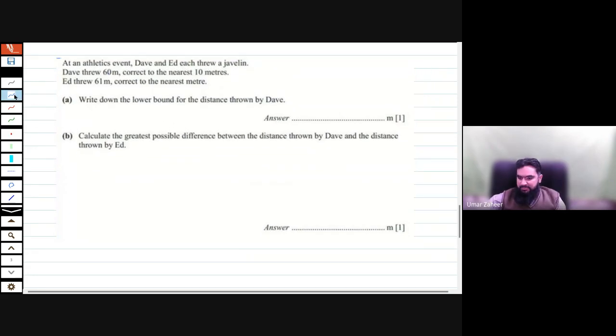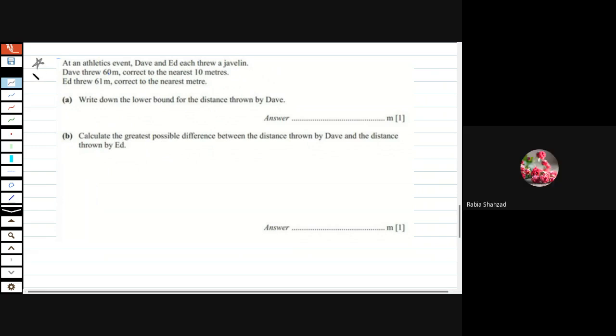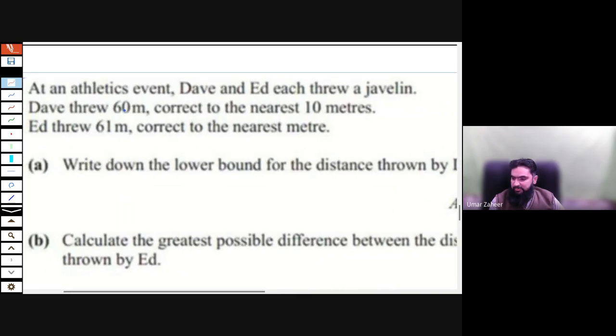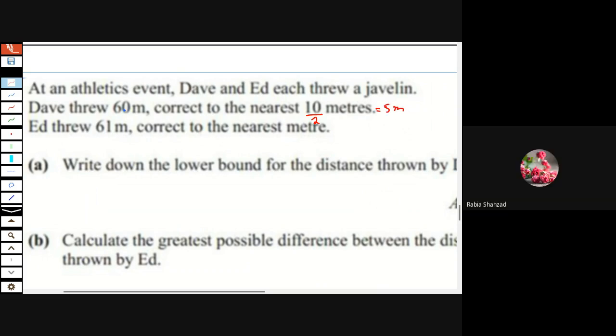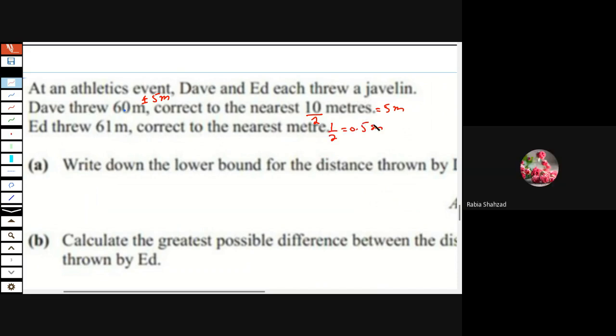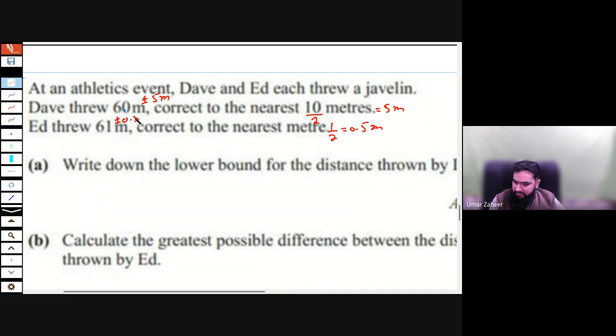Rabia, please read the question. At an athletics event, Dave and Ed each threw a javelin. Dave threw 60 meters correct to the nearest 10 meters, and Ed threw 61 meters correct to the nearest meter. Here the question gives you two values. One is the nearest 10 meters, so divided by 2, that will be 5 meters, plus or minus. Here the nearest meter, so 1 divided by 2, that will be 0.5 meters, plus or minus 0.5.